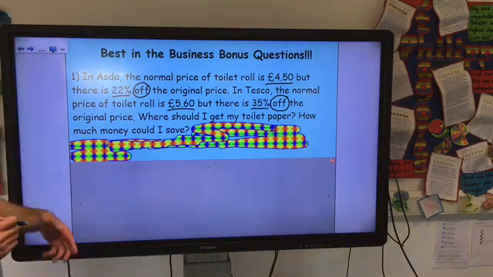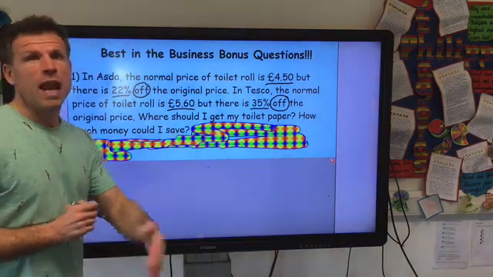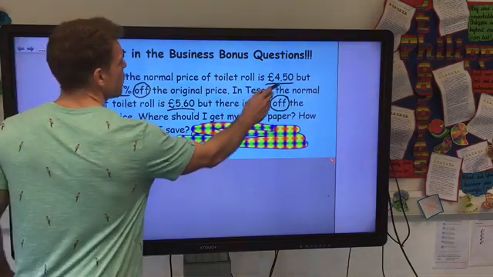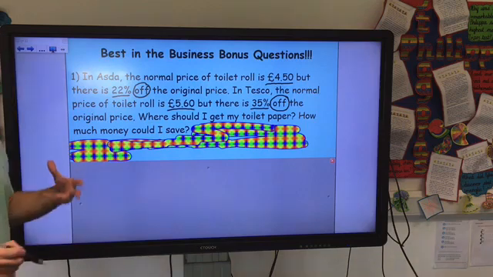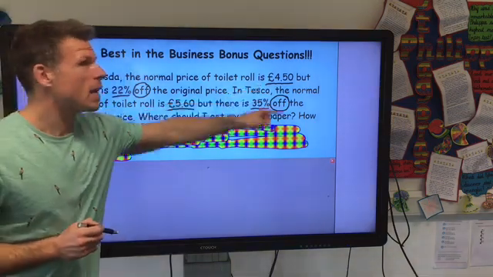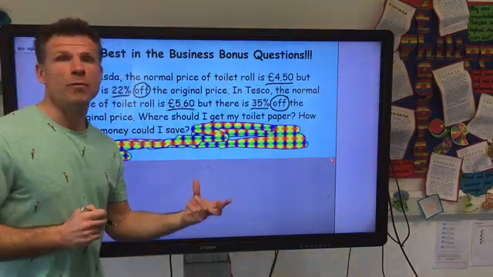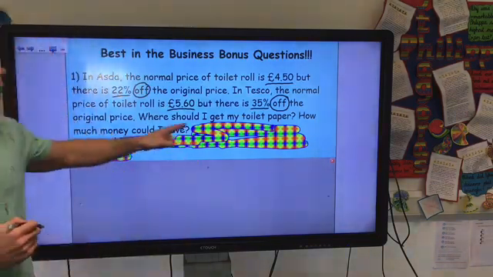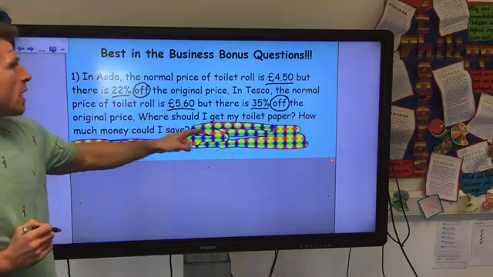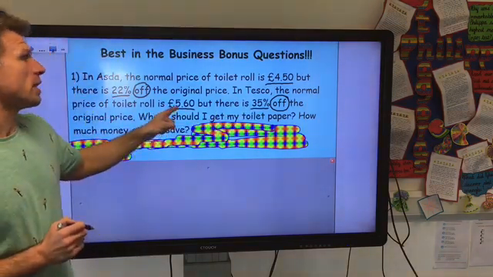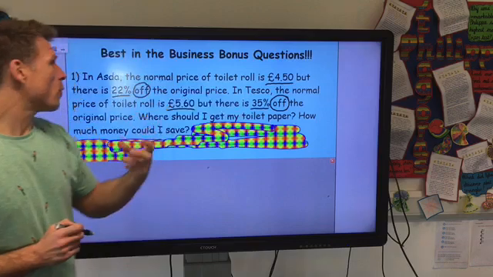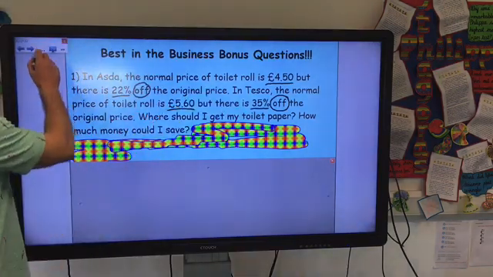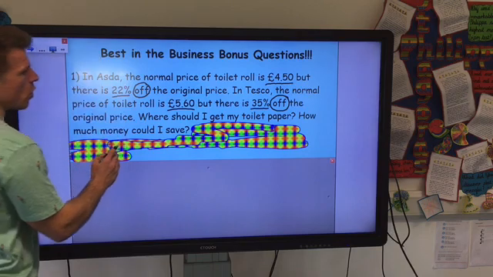Right, so to find percentage off an amount, you find the percentage of it, and then you've got to subtract it from the original amount. So, if it costs £4.50 in Asda, I've got to find 22% of £4.50 and then subtract that amount from £4.50 because it's 22% off. To find 35% off £5.60, I find 35% of £5.60 and then I've got to subtract it off that original amount, whatever 35% is.